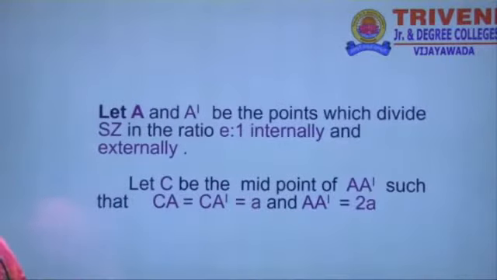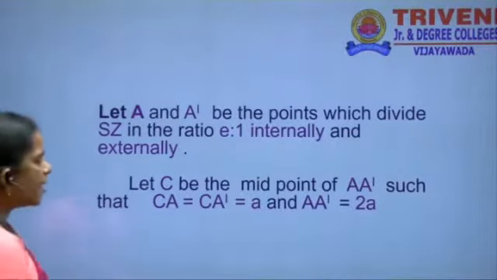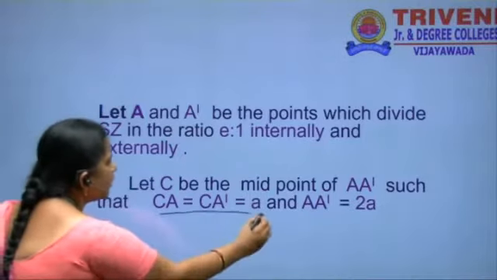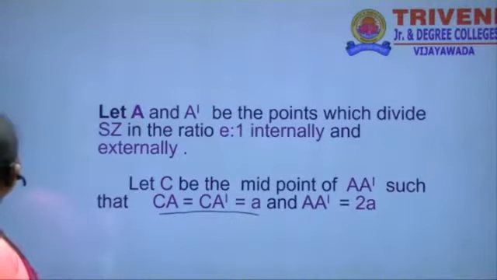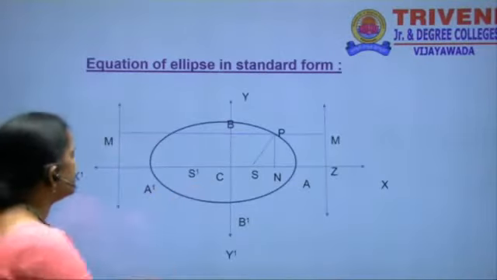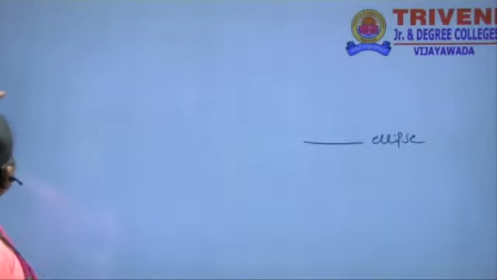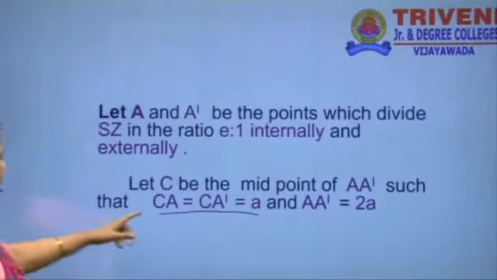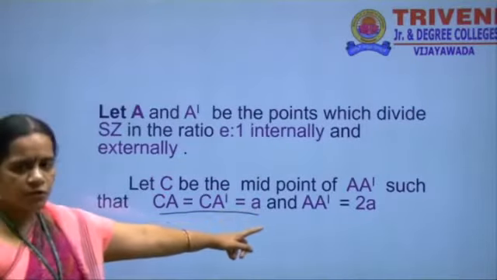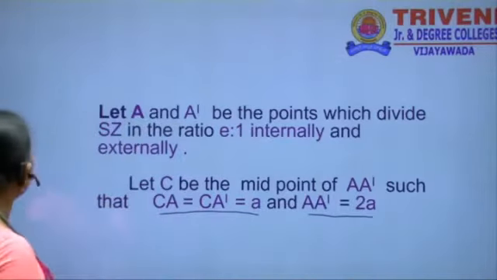A and A dash divide SZ in the ratio E to 1 internally and externally. Already you know that C is the midpoint of AA dash in the diagram. Then CA is equal to CA dash is equal to a. Then AA dash is equal to 2a.